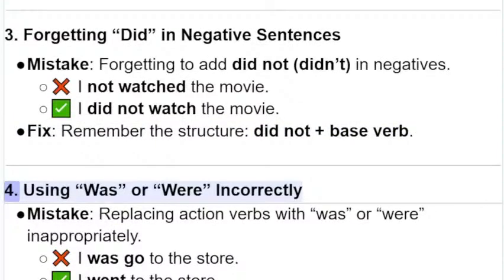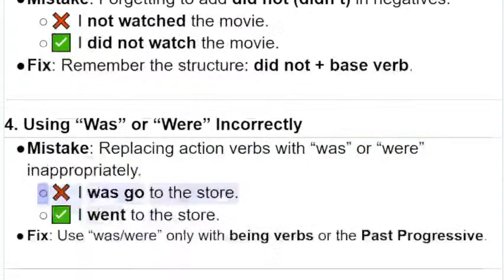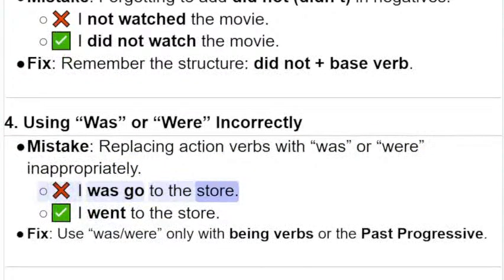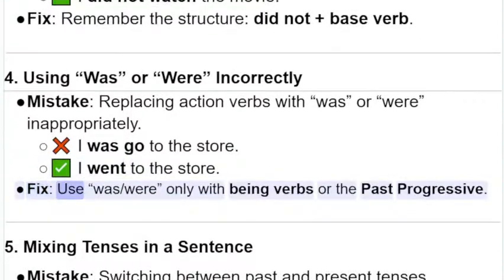4. Using was or were incorrectly. Mistake: replacing action verbs with was or were inappropriately. I was go to the store. I went to the store. Fix: use was/were only with being verbs or the past progressive.